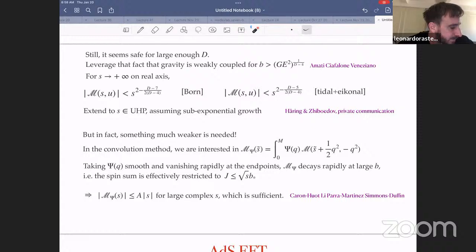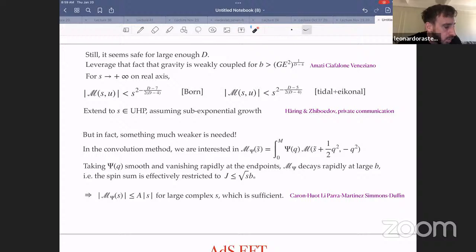If you choose psi of q judiciously, if you choose it to be a smooth function that vanishes sufficiently rapidly at the endpoints, then you can argue that this M of psi will decay rapidly at large b, which is a way of saying that the partial wave expansion will shut down at some spin that depends on some fixed b star. And then, given that the sum now truncates and each coefficient of the partial wave expansion is bounded, this immediately gives you an estimate that this should not grow faster than linearly. And that's more than sufficient for our purposes.